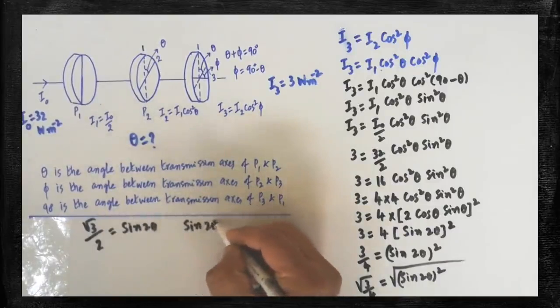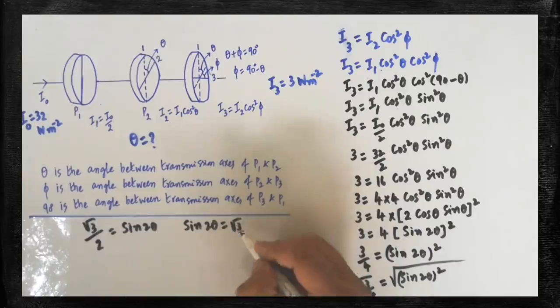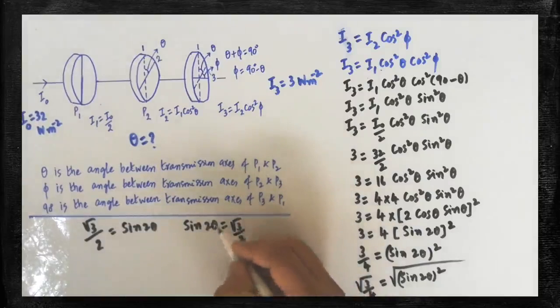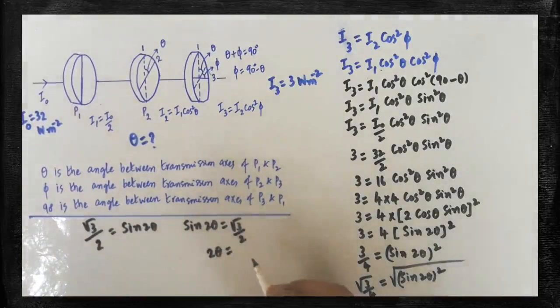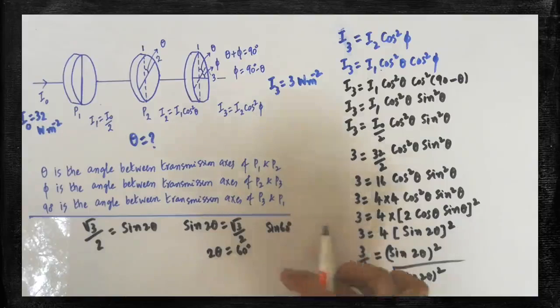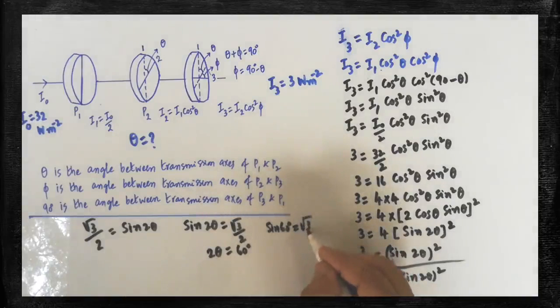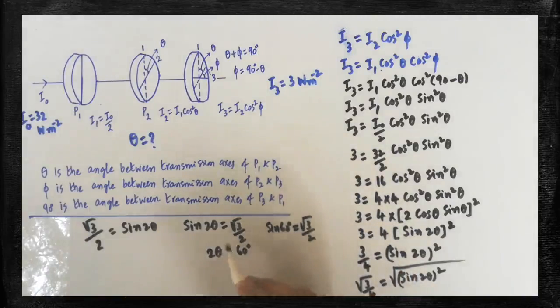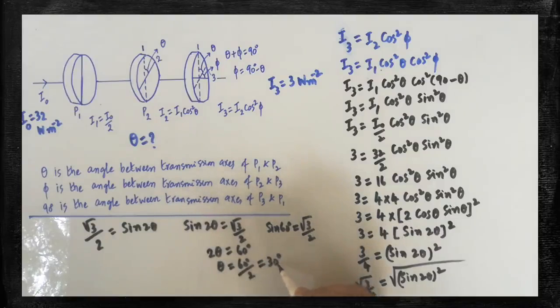Sin 2 theta is equal to root 3 by 2 means what should be the value of 2 theta? 2 theta value must be equal to 60. Sin 60 is equal to how much? Root 3 by 2. Therefore 2 theta must be 60. Therefore ultimately theta value will be equal to 60 degree divided by 2, which is equal to 30 degree.